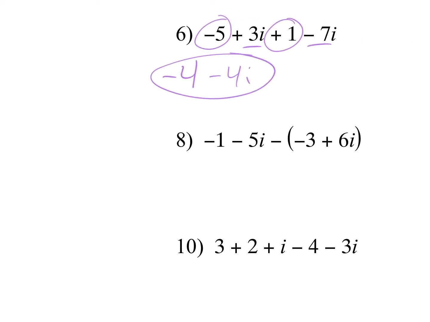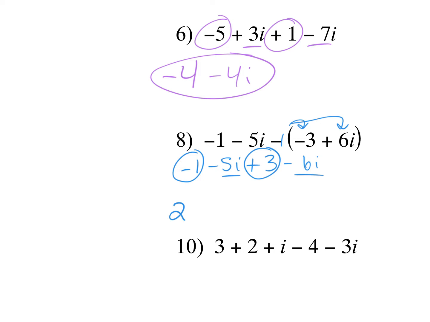Anything to distribute number 8? Yeah. Draw the 1. Write it there so you see it. -1 minus 5i. Negative times negative is a plus 3. Negative times positive is minus 6i. Real with real. What's -1 plus 3? 2. And then what's -5i and a -6i? -11i. Good.